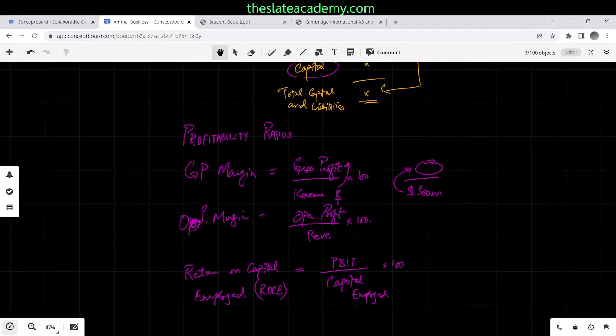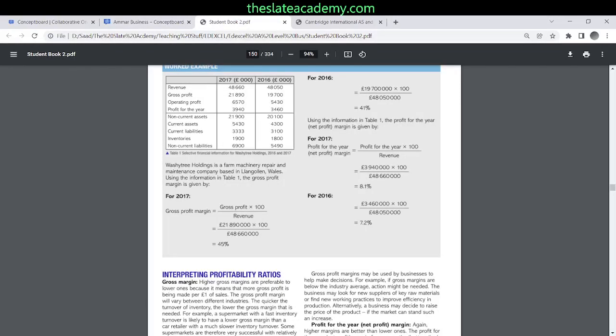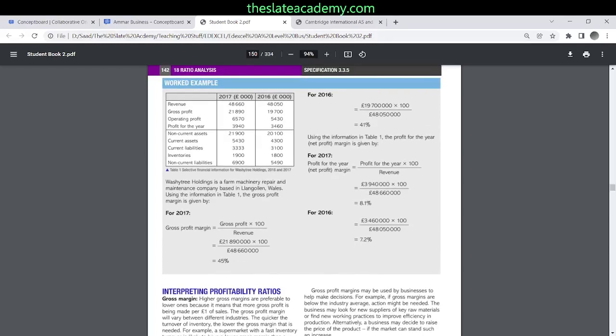Sir, can you show us through the worked example? Sure. The ROCE would come in later on, or do I show you from right here? One second. They have shown the non-current assets, they have shown the current assets. Okay, so here they have just done the gross profit margin. So gross profit margin is gross profit 21890 divided by revenue, which is 48660, times 100. You get the gross profit margin.